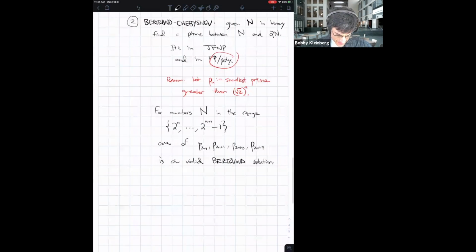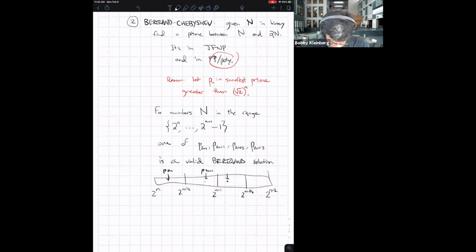right? Like if you look at the numeric range from 2 to the n up to 2 to the n plus 2, this is partitioned into 4 subintervals, each of which is a square root of 2 ratio between its two endpoints. And so P2n is in this interval somewhere, P2n plus 1 is there, and so on. My list of 4 primes contains an exemplar from each of these intervals.